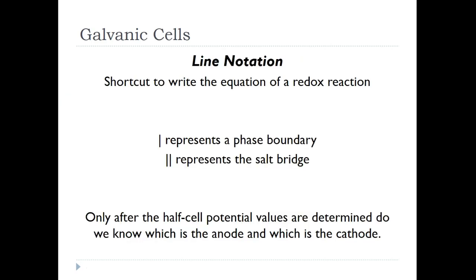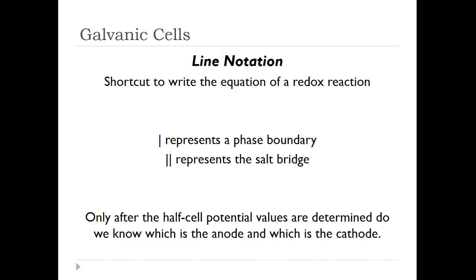So electrochemists have this line notation, a shortcut, to take a balanced redox reaction and write it in this line notation. It kind of shows the cathode and the anode. So we see these vertical lines. One vertical line represents a phase boundary. I think that's like reactants to products. It's the before and the after. The double line is the salt bridge.